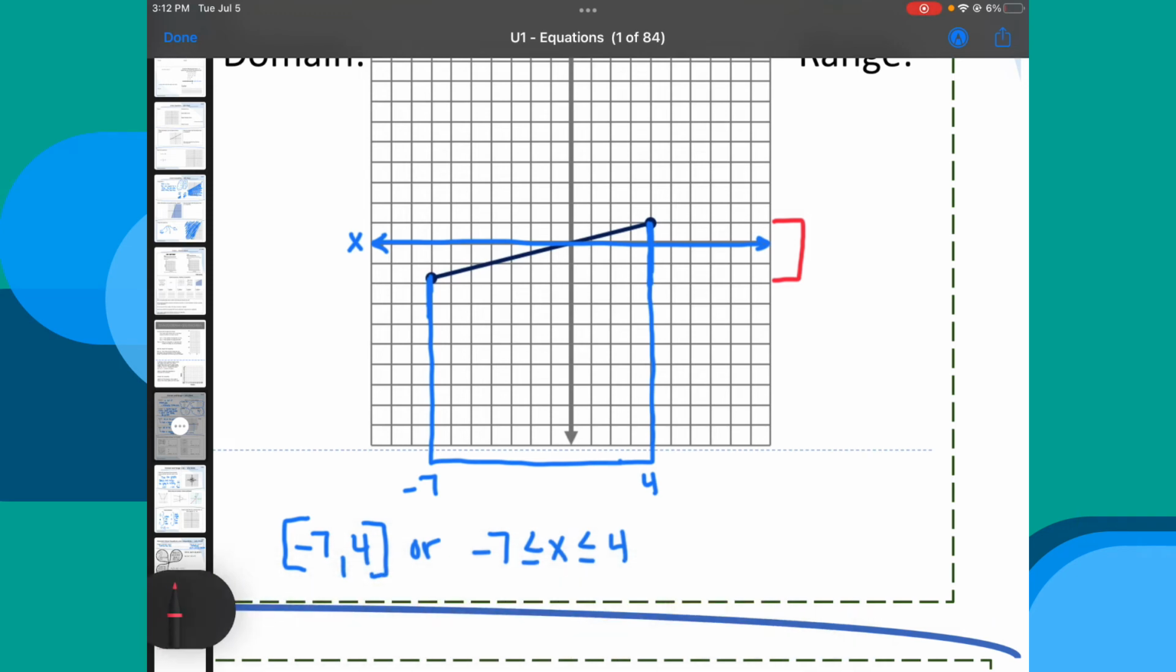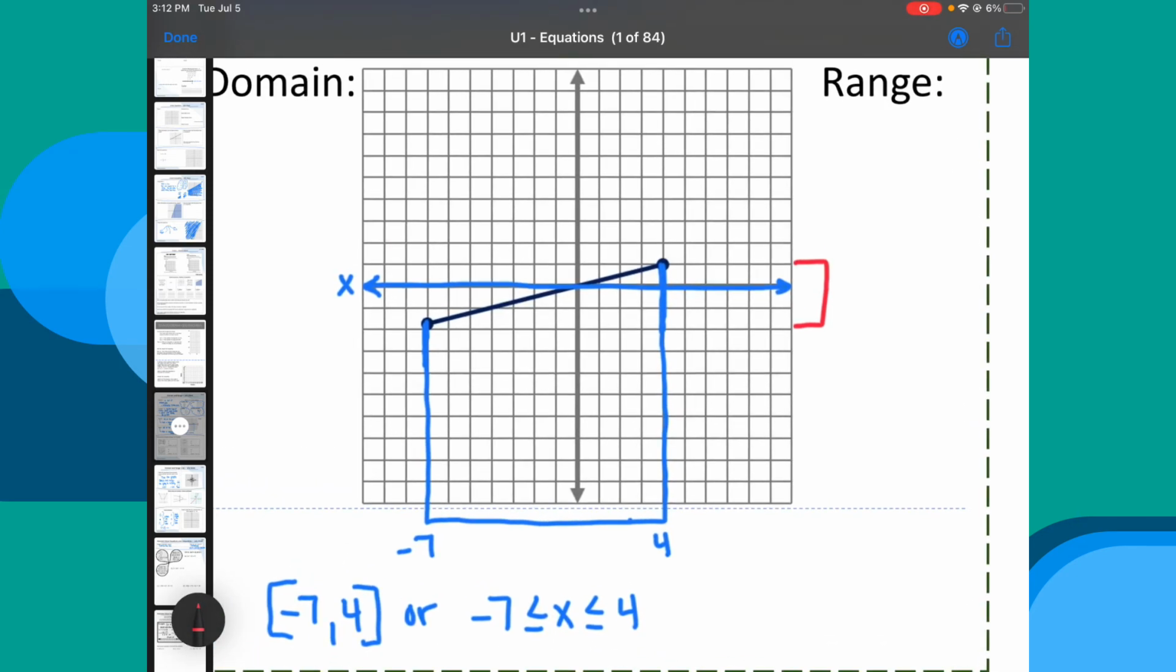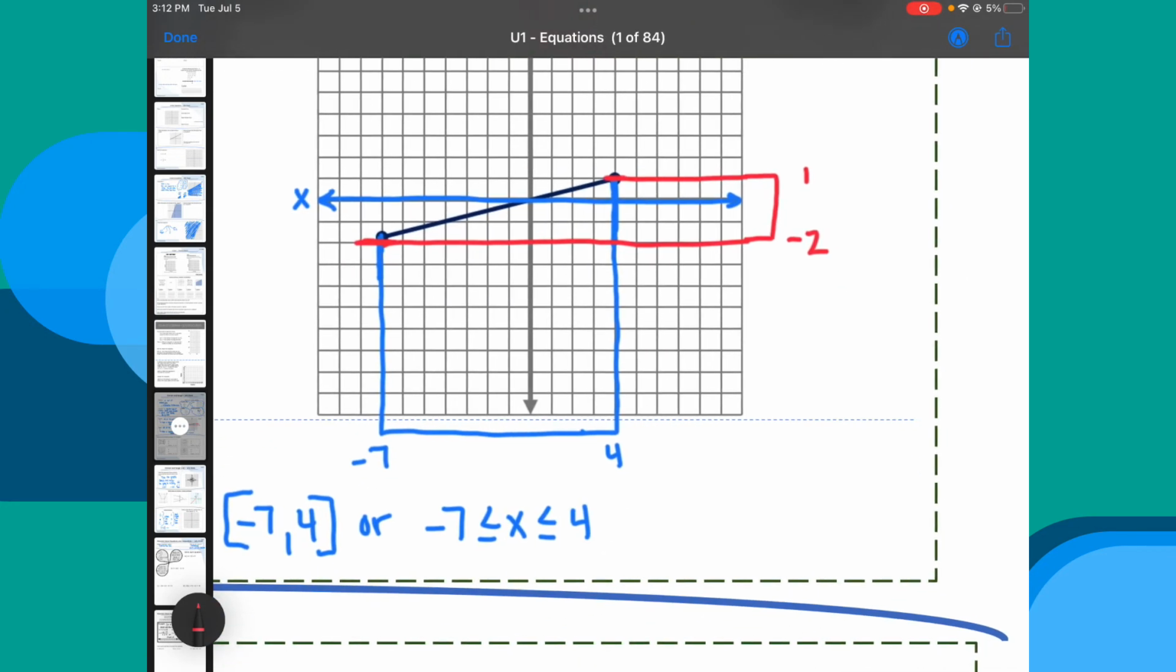We could do the same thing for our y values. Now y is what's the lowest and highest point, so we're taking our values off of the y-axis. The lowest point of our graph is right here. The lowest point is at -2. The highest point of our graph is at 1. So we would say that our y values go from -2 to +1. Or you could write that y is between -2 and 1 with two less than or equal to signs.